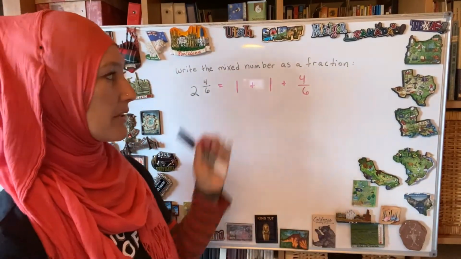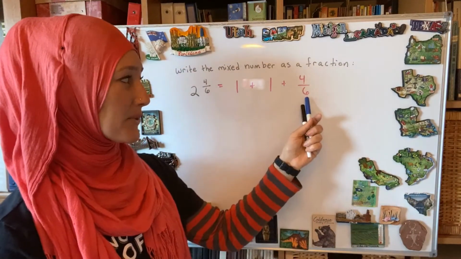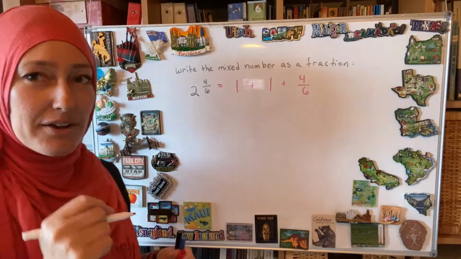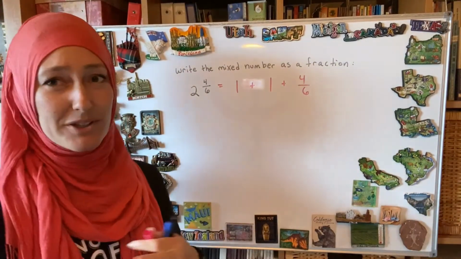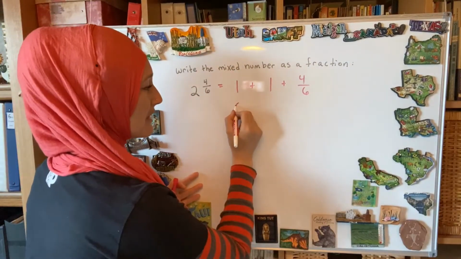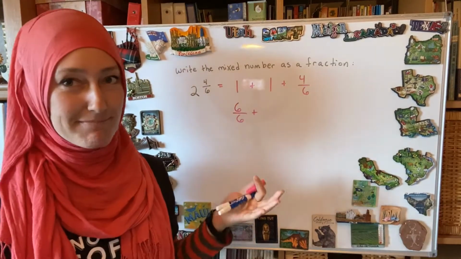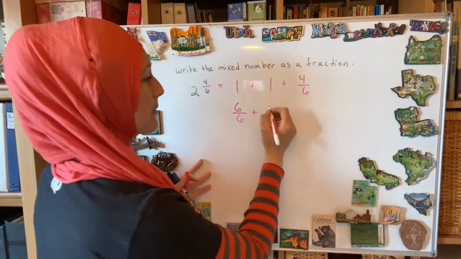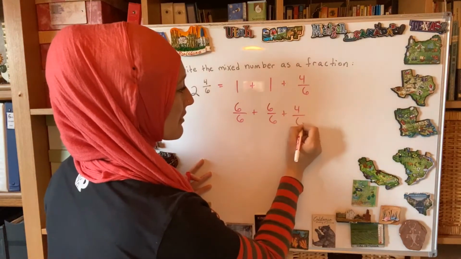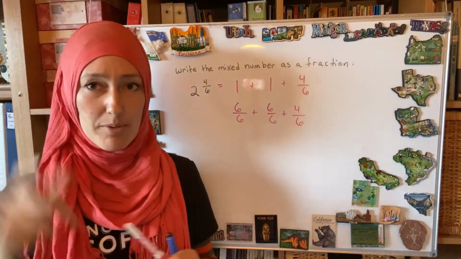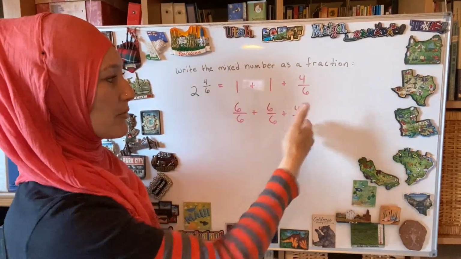How can I rename this 1 using a fraction? And remember, I want the same size piece, so I want a 6 in the denominator. How can I rename that 1 as a fraction with a 6 in the denominator? We should know really quickly that this is the same as saying 6/6. It's the same thing. And then I want to add my other one, my other 6/6, and then my 4/6. So your thought process is, I'm renaming my 1 as a 6/6, renaming and dropping down.